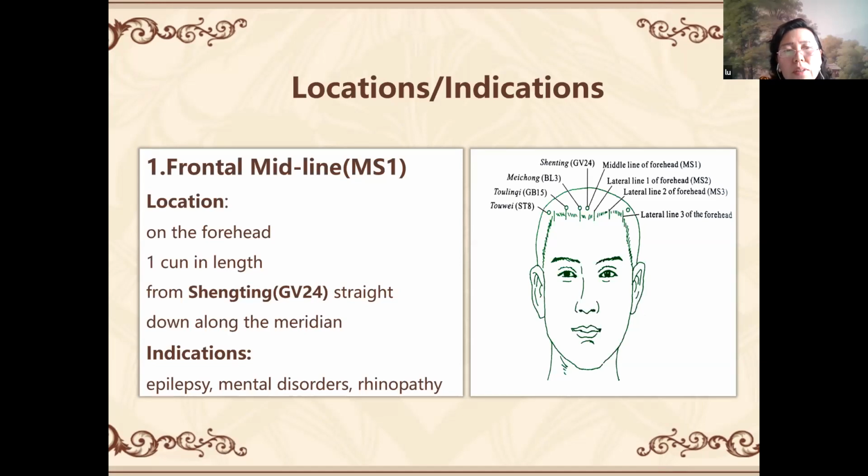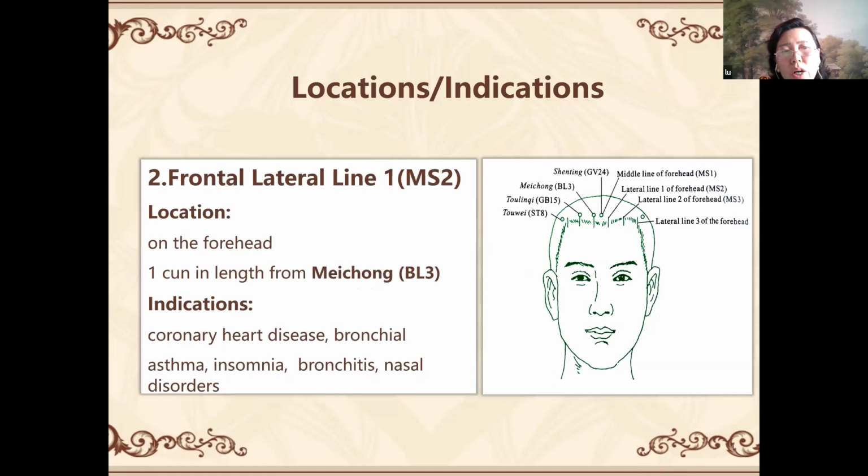And the line 2 is MS2. It's also on the forehead. It's from Meichun and 1 cun in length along the meridian. So it is used for treating the problem of coronary heart diseases and bronchial asthma, insomnia, bronchitis, nasal disorders.